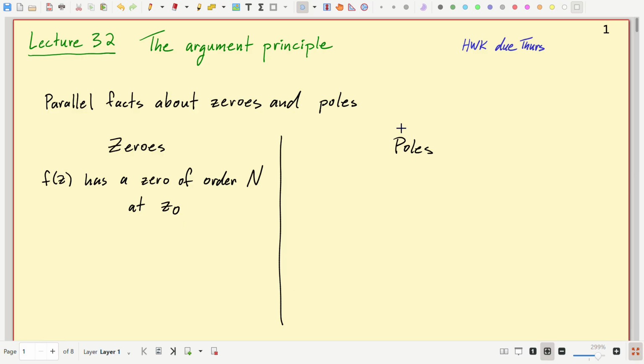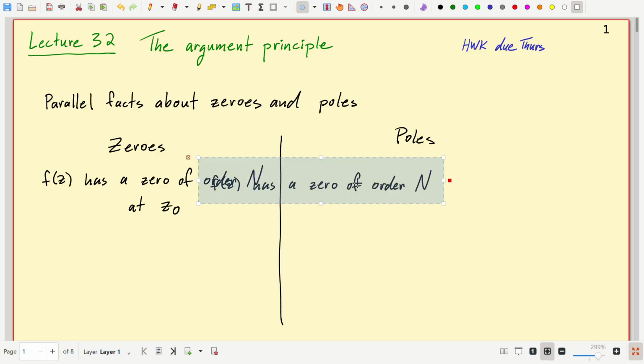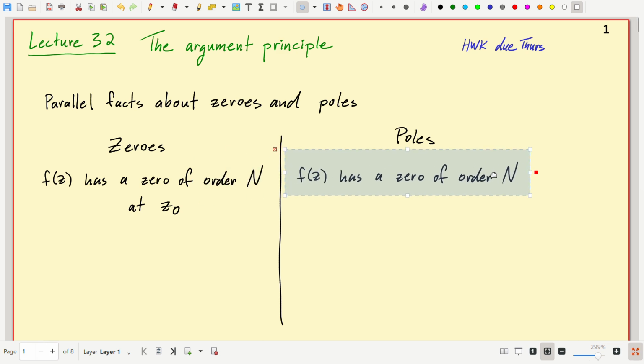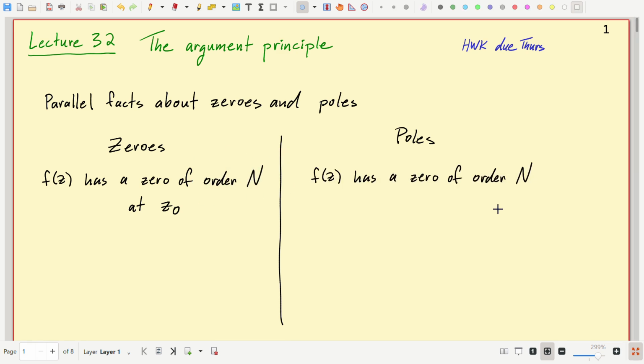Well, we've been playing around with the residue theorem for a while. And today I'm going to do a very simple application of the residue theorem, something called the argument principle. And before I get started, I want to emphasize the similarity between zeros and poles. And it's the basis of why the residue theorem has something to do with counting zeros and poles.